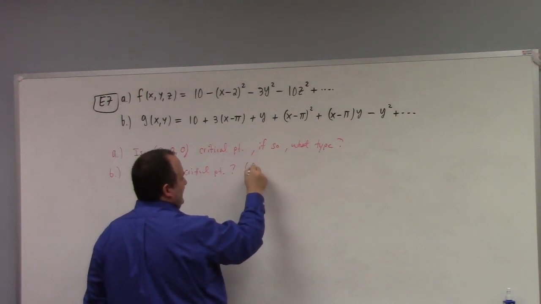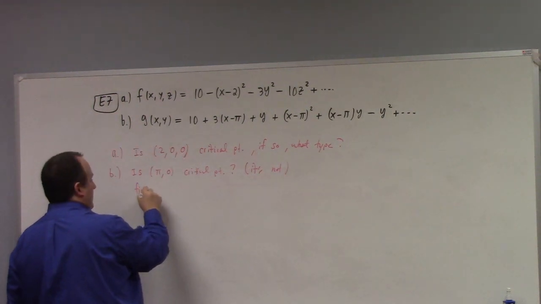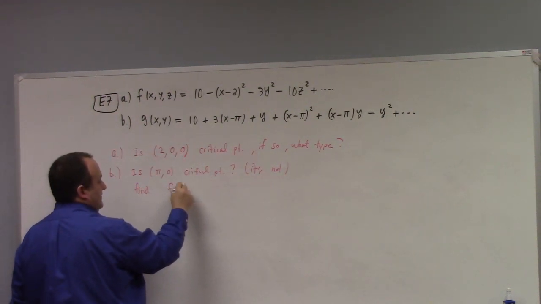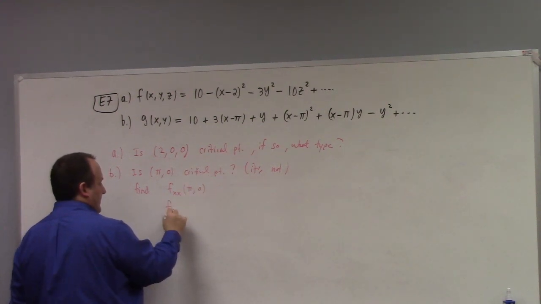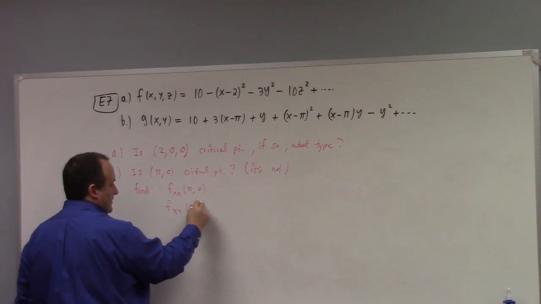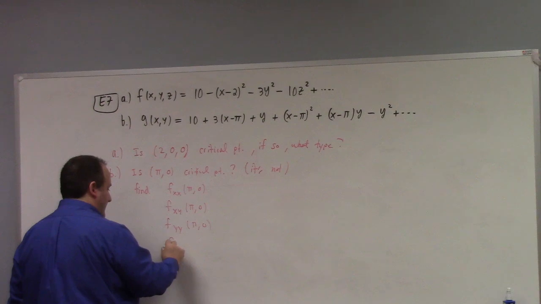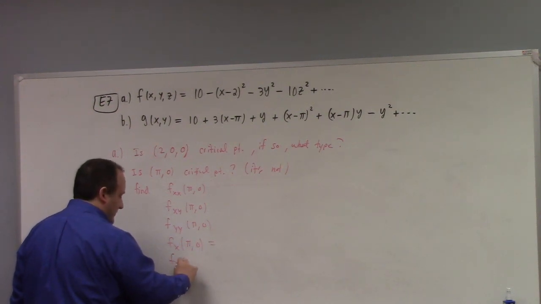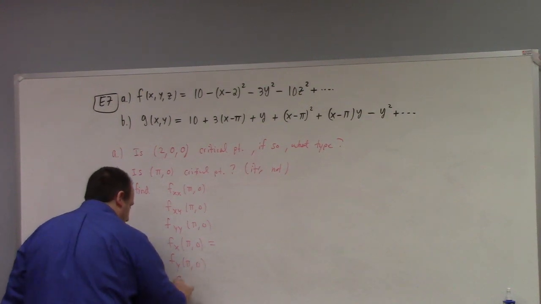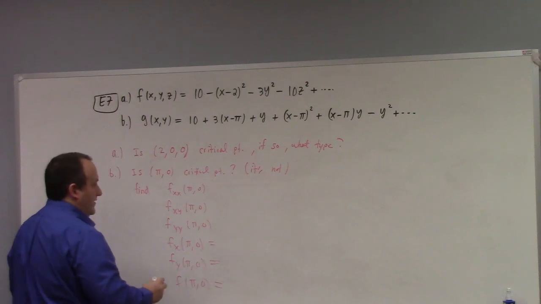So let's find fxx of (pi, 0). Let's find fxy of (pi, 0). Let's find fyy of (pi, 0). Let's find fx of (pi, 0). Let's find fy of (pi, 0). Let's find all the values of the function and its derivatives out to second order from what we're given.